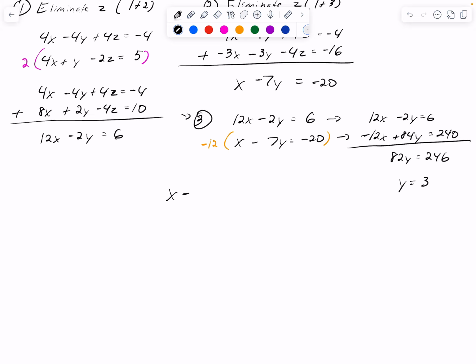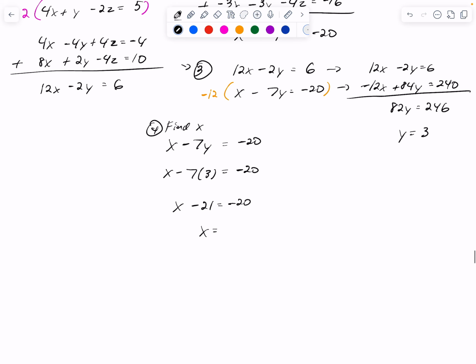So I'll do x minus 7y equals negative 20. Plug in 3 for y. So this is step 4, find x. So we have x minus 21 equals negative 20. X equals, so you add 21, negative 20 plus 21 is positive 1.